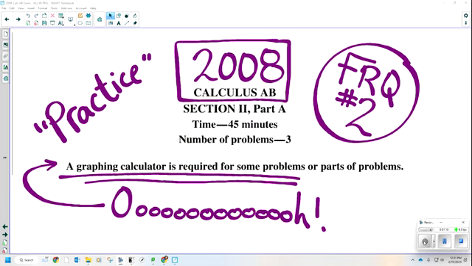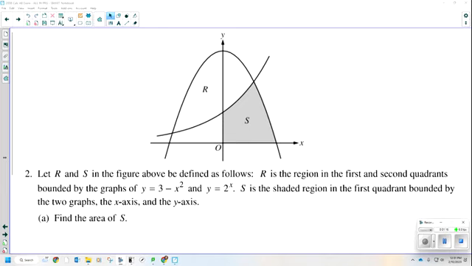Let's do some calculus. Number 2, let R and S in the figure above be defined as follows. R is the region in the first and second quadrants bounded by the graphs of y equals 3 minus x squared and y equals 2 to the x. S is the shaded region in the first quadrant bounded by the two graphs, the x-axis and the y-axis.